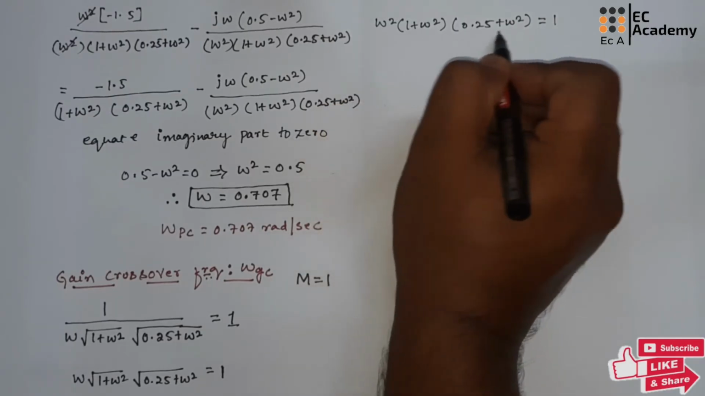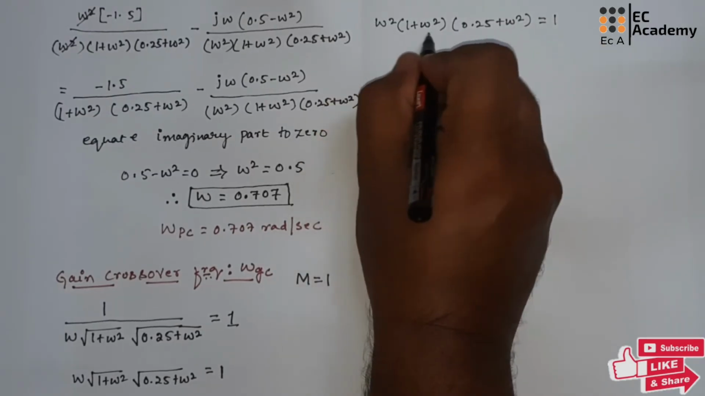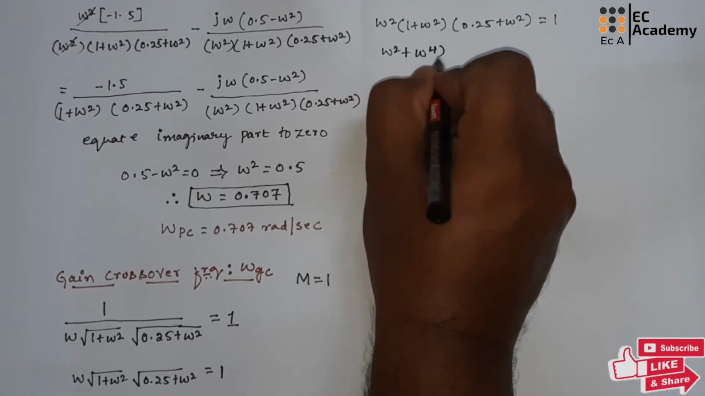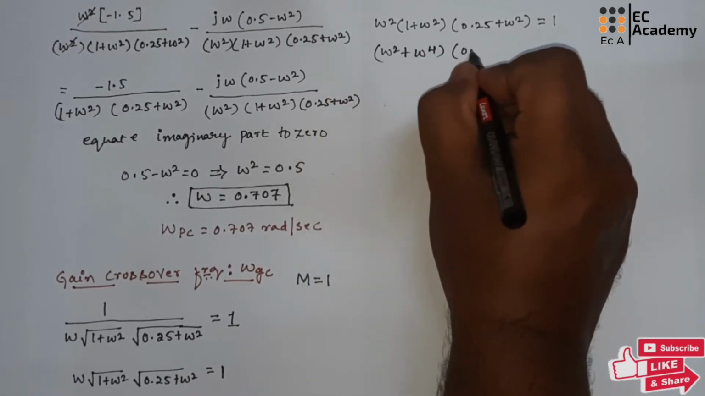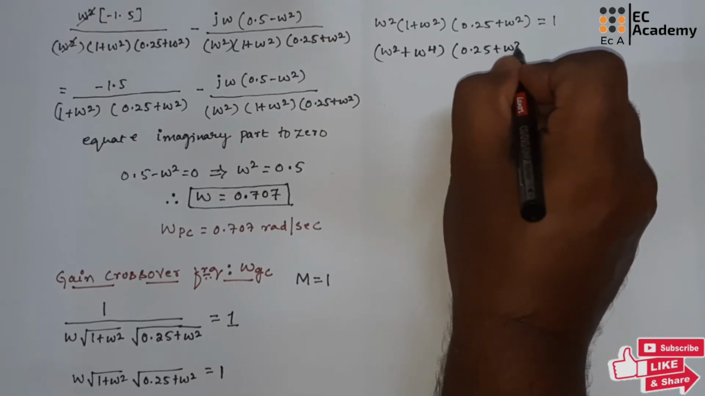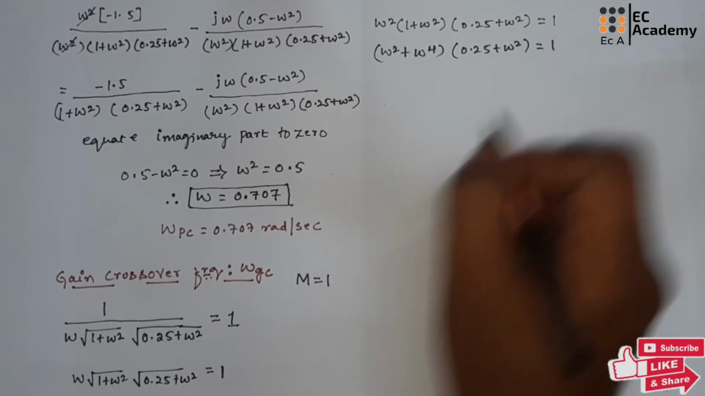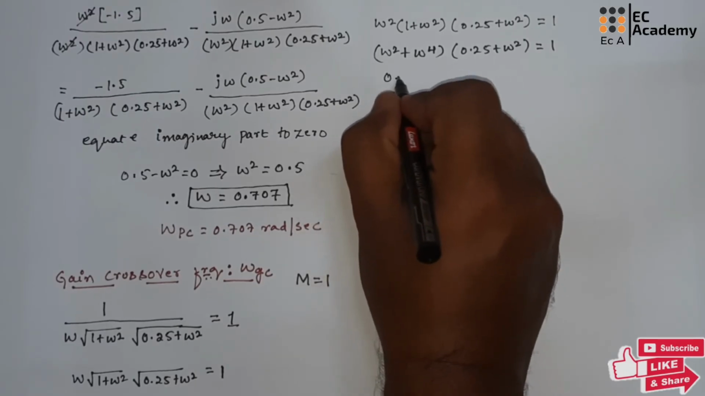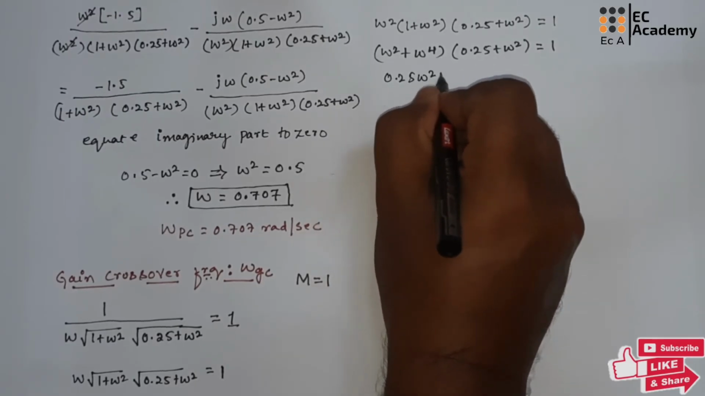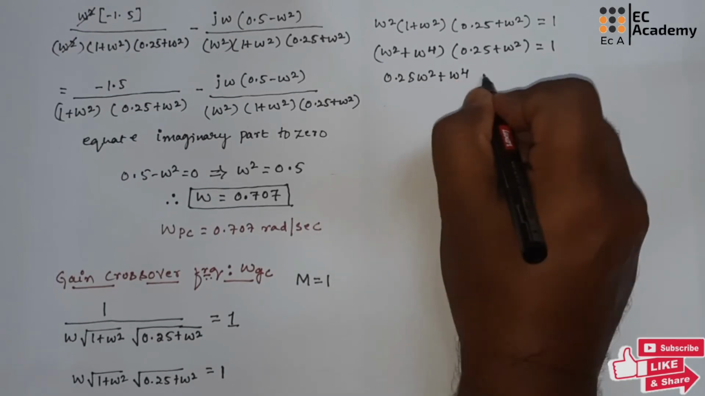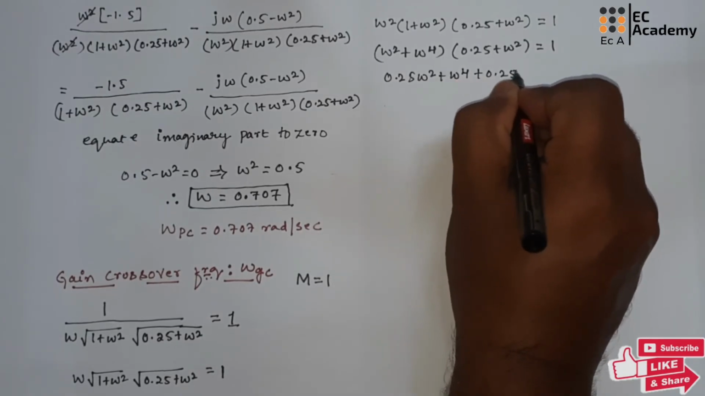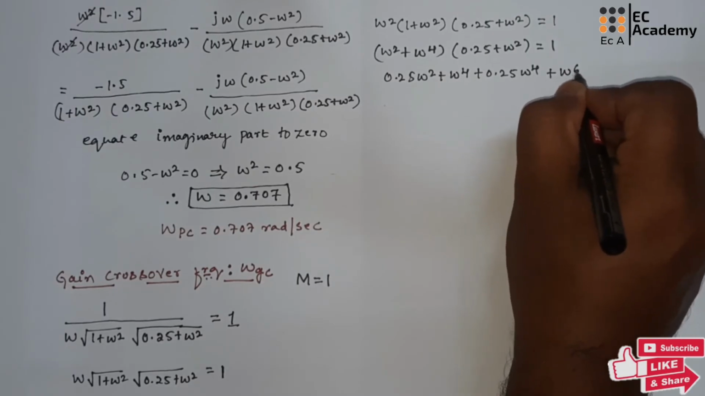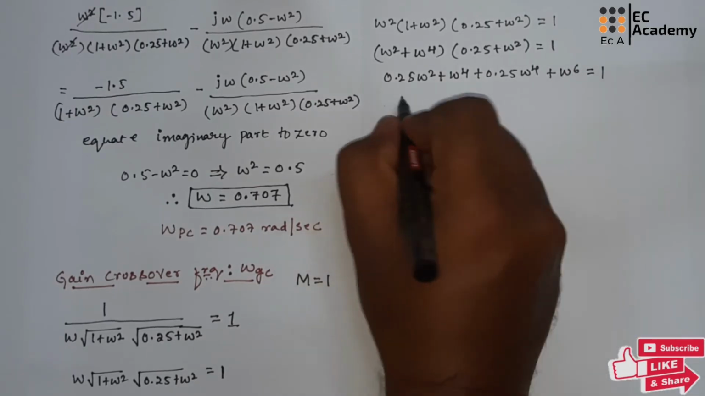Now let us multiply these terms. If we multiply the first and second term, we will get omega square plus omega to the power of 4, into 0.25 plus omega square, is equal to 1. Now multiply these two terms. So we will get 0.25 omega square plus omega to the power of 4 plus 0.25 omega to the power of 4 plus omega to the power of 6 is equal to 1.